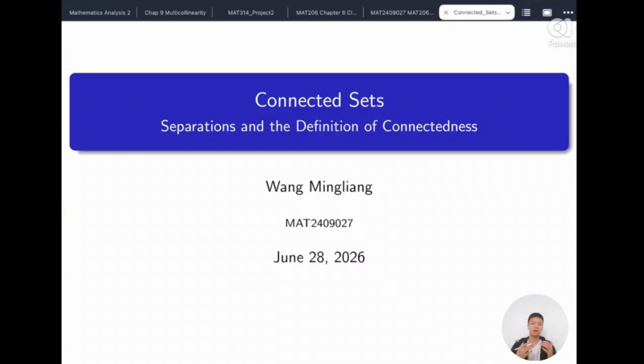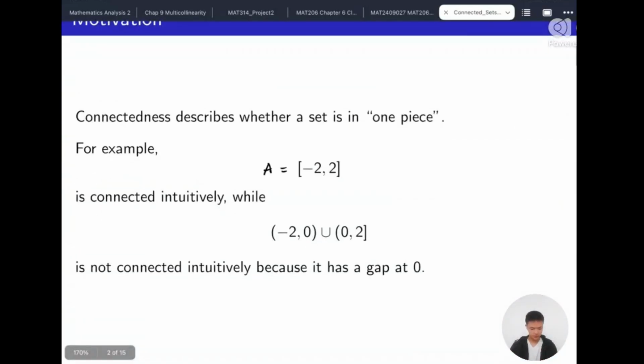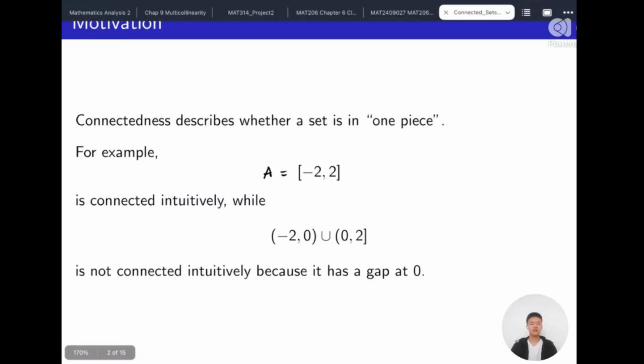Today, I'm going to talk about connected sets, and I'll concentrate on separations and the definition of connectedness. Connectedness describes whether a set is in one piece. We take a closed set A, for example. A is from -2 to 2. It's in one piece, so A is connected. While if it has a gap at 0, it's not in one piece, so it's not connected.